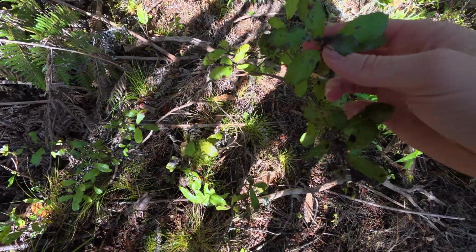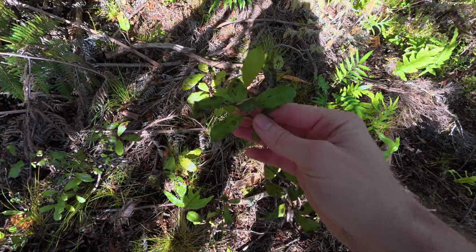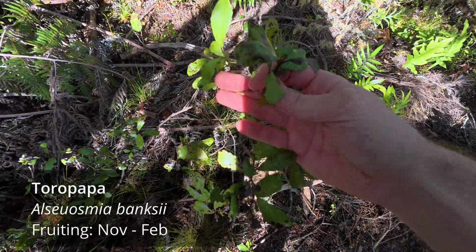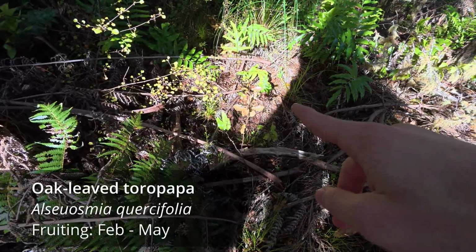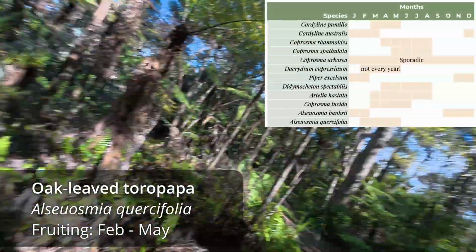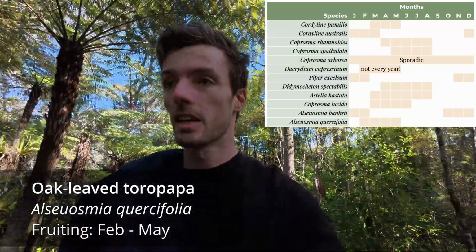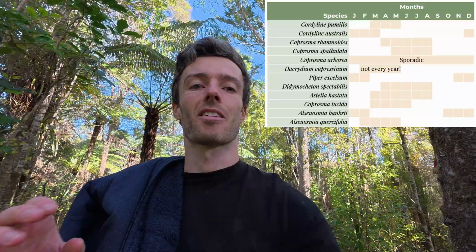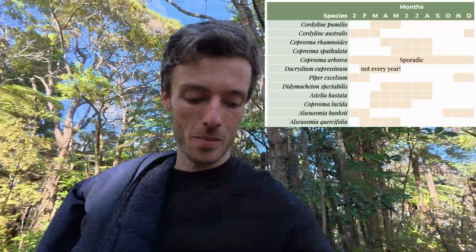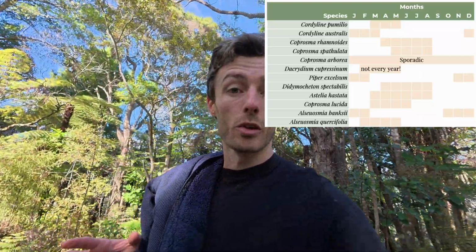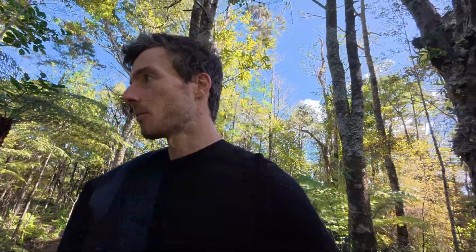Another one that we've got here is toropapa. In Northland we do have a few species of toropapa. We've got Alseuosmia banksii, and over there I can see an Alseuosmia quercifolia that's actually in flower currently. Same thing's going to be happening with that. Probably slightly different flowering times, meaning slightly different fruiting times, covering a broader range of fruit availability for frugivores. I don't know if I mentioned, frugivore is the term for a fruit-eating species. You probably figured that out by now.